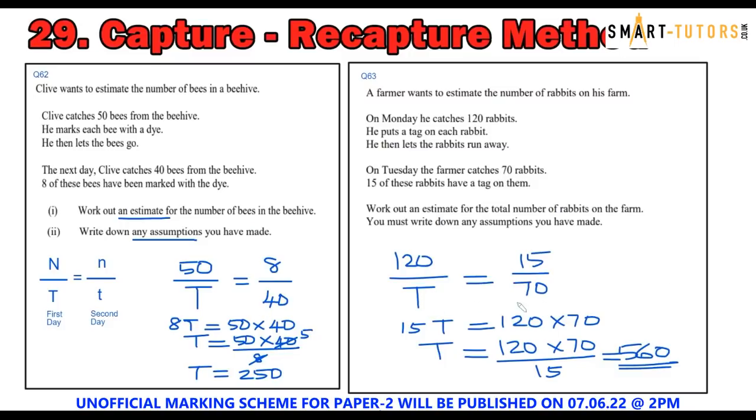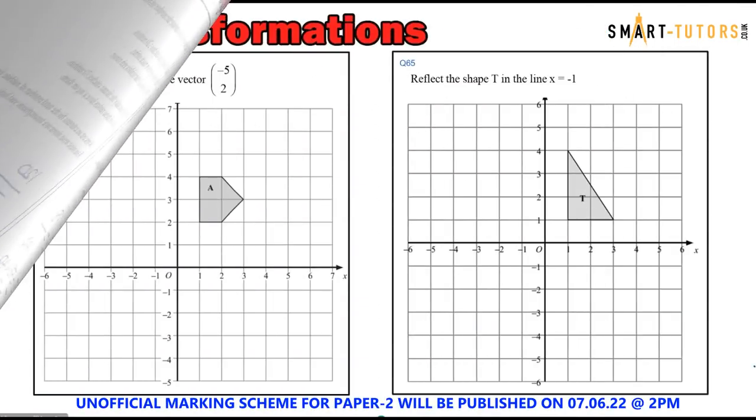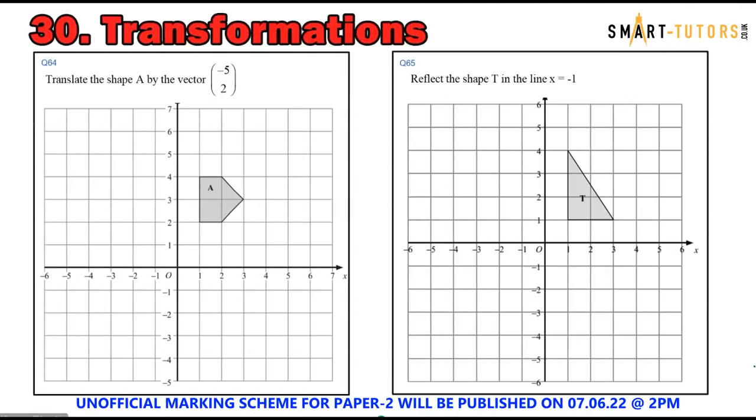So that is topic 29, capture recapture. Our last topic, number 30, is transformations. In the transformation topics, they can ask translation, reflection, rotation, or enlargement. When it comes to enlargement, it could be a negative, positive or fractional scale factor. We're going to be doing 6 questions in detail and trying to explain the theory behind them. Translate the shape by the vector (-5, 2).